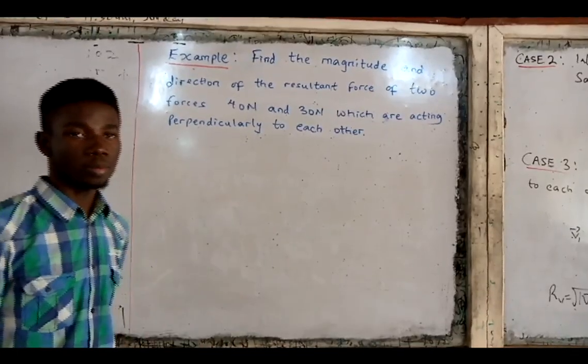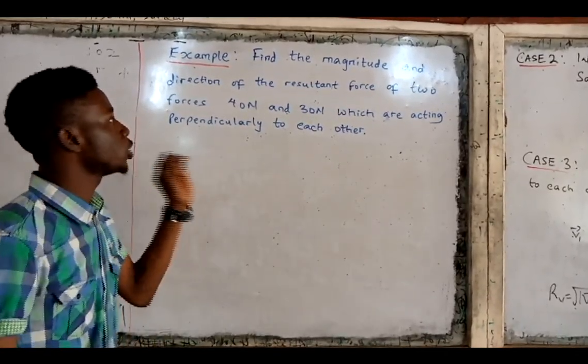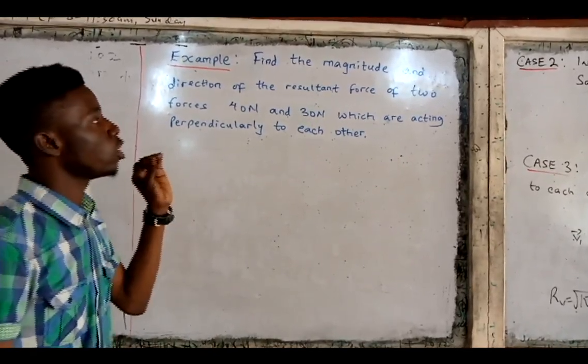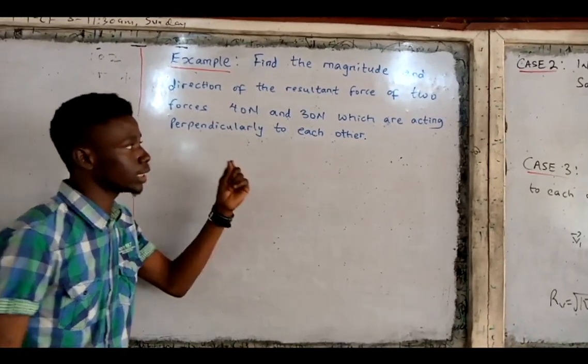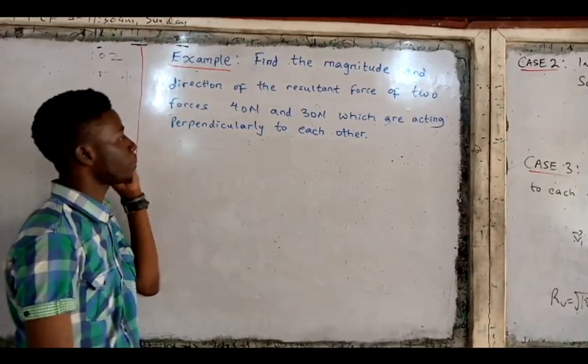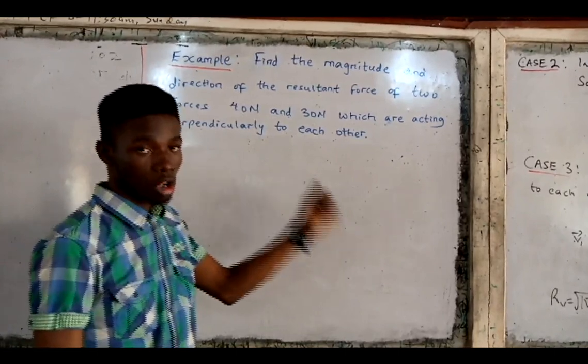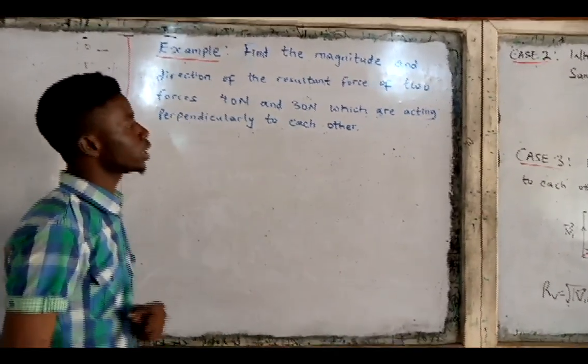Let's take an example. Find the magnitude and direction of the resultant force of two forces, 40 Newton and 30 Newton, which are acting perpendicularly to each other. What do we do in this case?